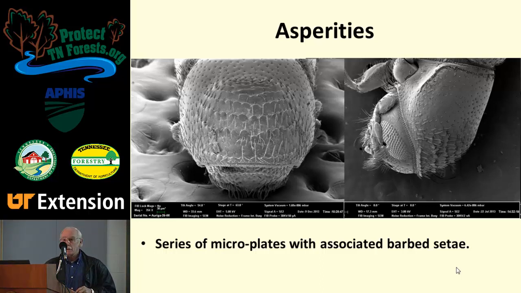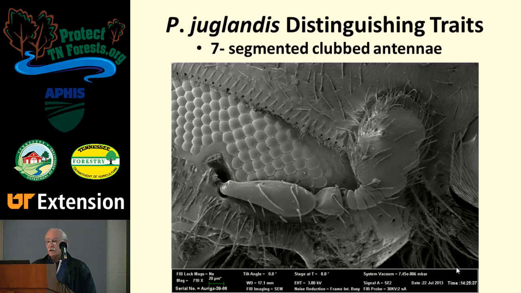And another thing about these microplates is that there's a seta associated with each one. If you'll take a look, a little microplate joined with the next microplate, but a seta. And these are barbed seta, very common, but quite distinctive.